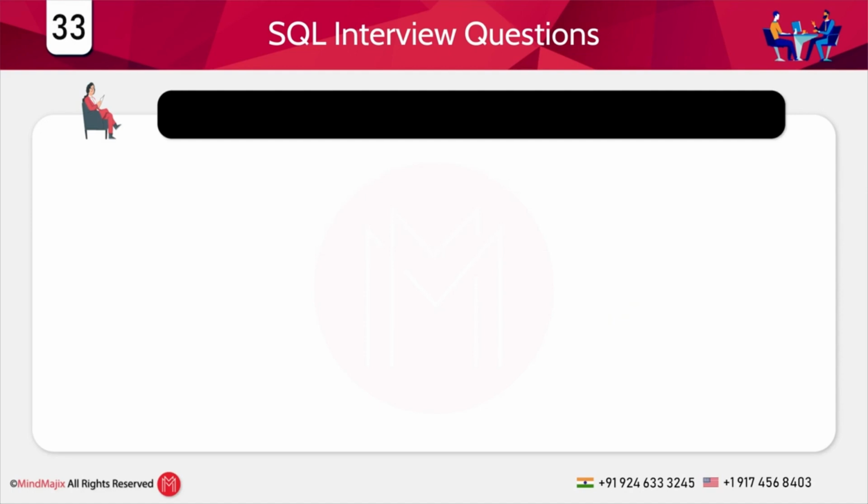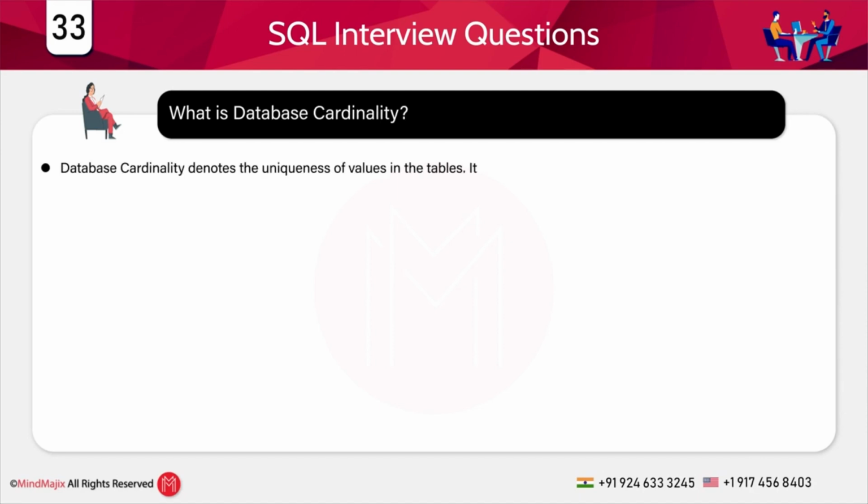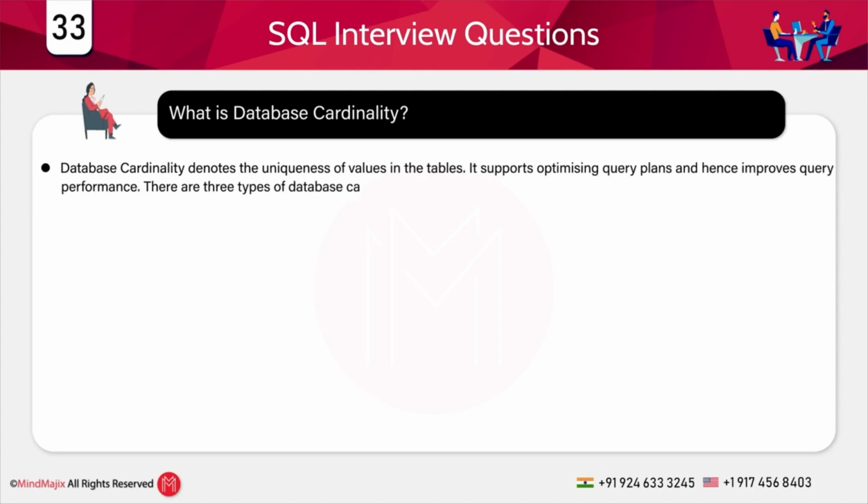The next question over here is, what do you understand by database cardinality? Database cardinality denotes the uniqueness of the values in the tables. It supports optimizing query plans and hence improves the query performance. There are 3 types of database cardinalities in SQL, as you can see on the screen: higher cardinality, normal cardinality, and lower cardinality.